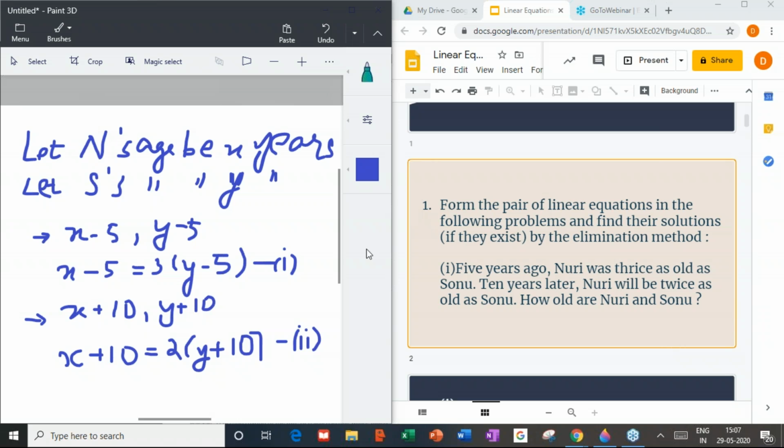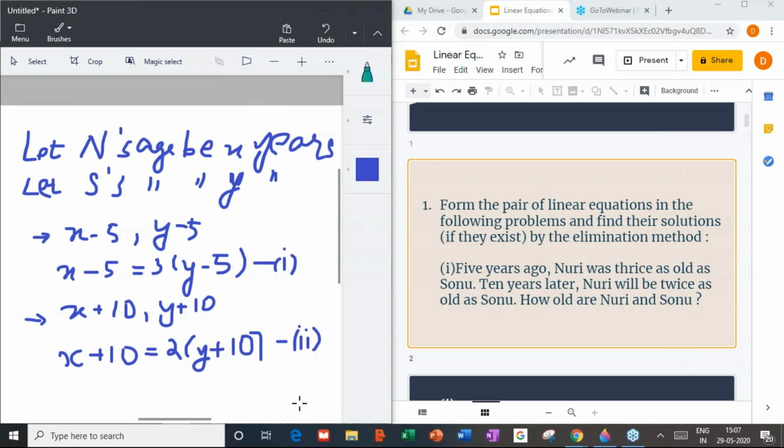Anybody else? It's simple after this. You remember the elimination method, right? All those of you who need a recap: in the elimination method, one of the variables, either x or y, you need to eliminate. In this case, you can see x has no coefficient, so if you directly subtract these two equations, you can eliminate x. So you'll get an expression in y.